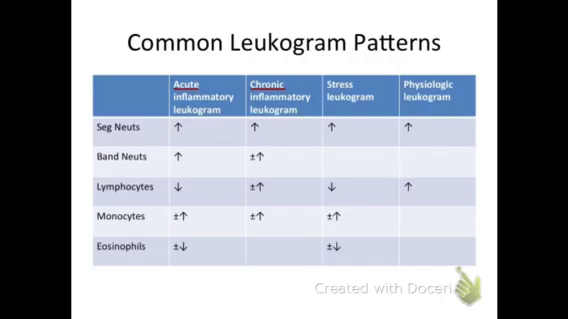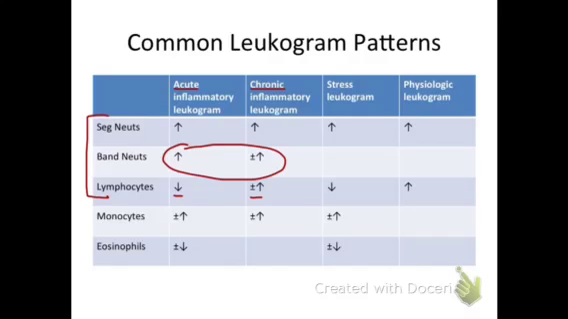When trying to discern which pattern is present, it's most helpful to focus on the neutrophils and the lymphocytes and see what they're doing, and that's because these cells are the ones that most consistently change. If bands are present, then you automatically have an inflammatory leukogram, and then you look at the lymphocytes. Lymphocytes will be decreased with acute inflammatory leukogram and increased with chronic inflammatory leukogram.